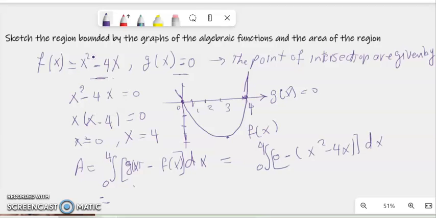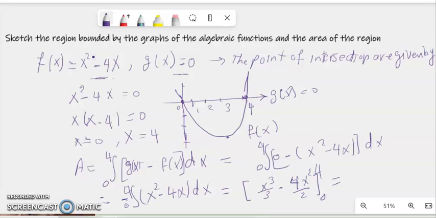We take the minus sign out: minus the integral from 0 to 4 of x squared minus 4x dx. Then we do the integration. The integral of x squared is x cubed over 3, minus 4x squared over 2, from 0 to 4, and then we substitute the limits.